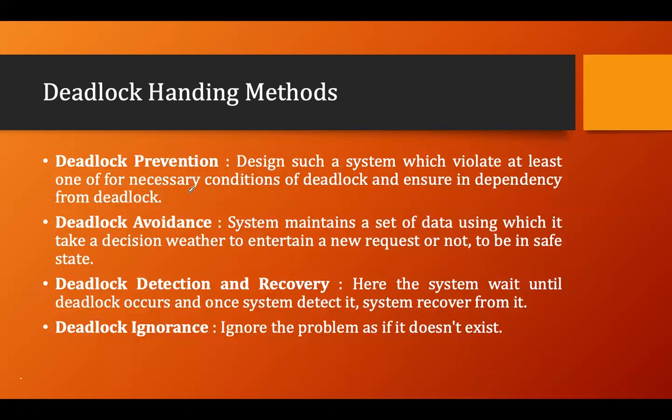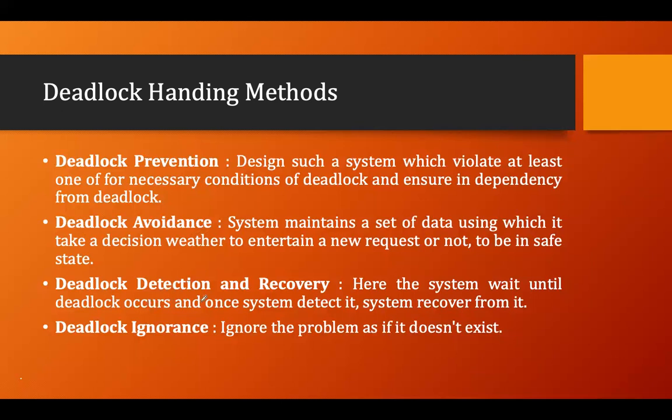Now, the second one, deadlock avoidance, is a lazy approach compared to deadlock prevention. Here we maintain a condition on the new request that is entering the system, and we see whether, after fulfilling the request of that new process, my system will be in a safe state or not. If it is in a safe state, then we'll allow that particular process to execute.